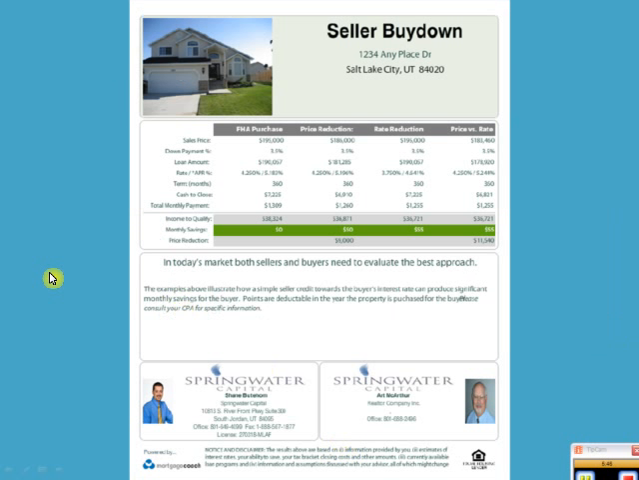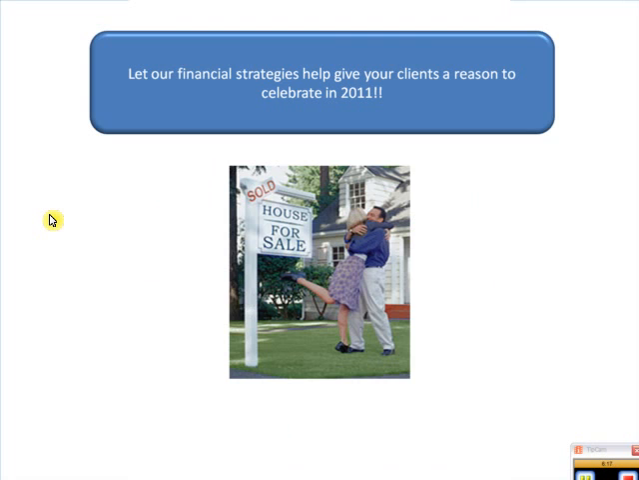This is how the flyer would look in its PDF format. You can use it if you want to email it to your buyers, sellers, other realtors. You can email just the PDF if you want so that you can do printouts. That's available. But this shows you how the total flyer looks and how it would work. It's a much easier, more make-sense format than what I was using previously. I think it'll be a lot easier for you, your other realtor, and your buyers and sellers to understand in the transaction. So let our financial strategies help give your clients a reason to celebrate for 2011.